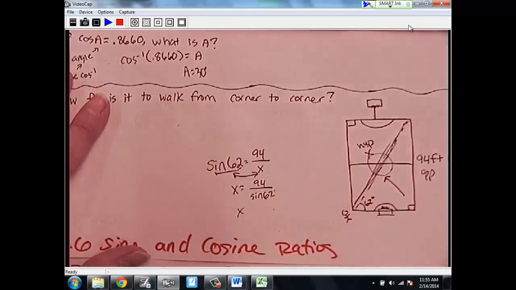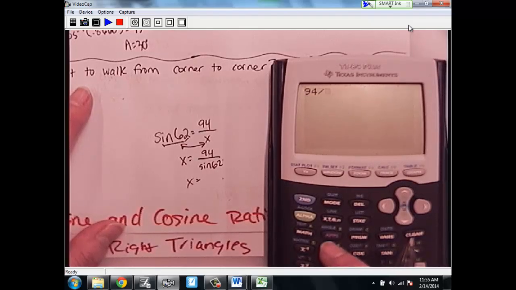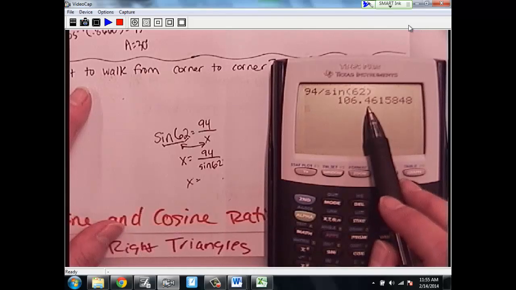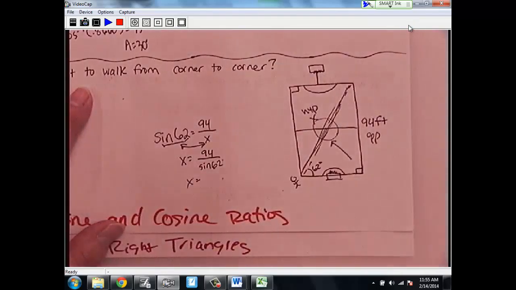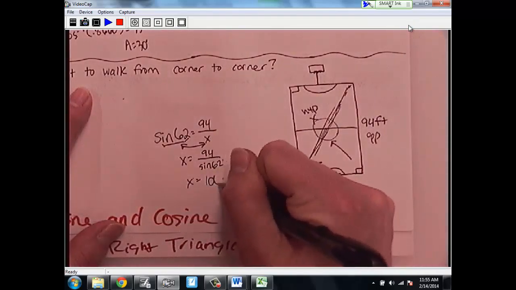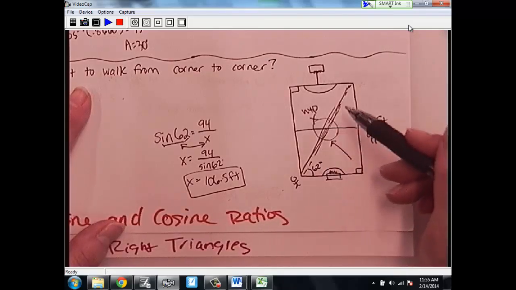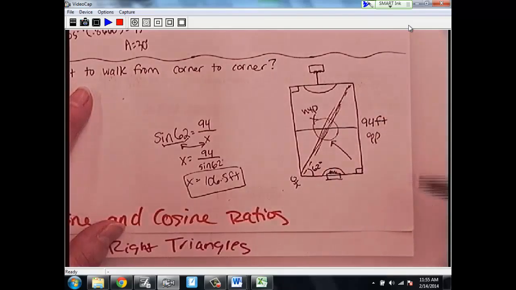We type it in our calculator. 94 divided by sine of 62. I know my angle measure, so I don't use inverse. The only time inverse is used is if you don't know your angle. 94 divided by sine of 62 gives us 106.5. Is the next number 5 or higher? Yes, so that rounds this up. 106.5, and it's feet. So if I were to walk diagonally from corner to corner of a basketball court, it would take us 106.5 feet to walk that distance.